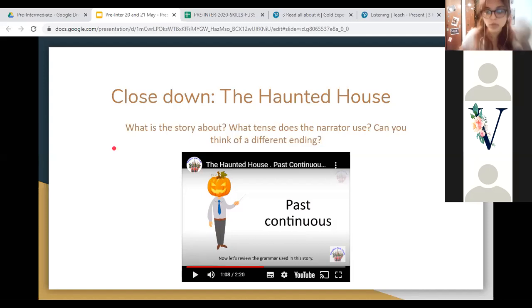What is the dog doing? Digging a tomb, Miss. I don't know. Yeah, he was digging a pet cemetery. Very good. So it was a horror story. Let's see. And what tense does the narrator use mainly? You can see it everywhere.